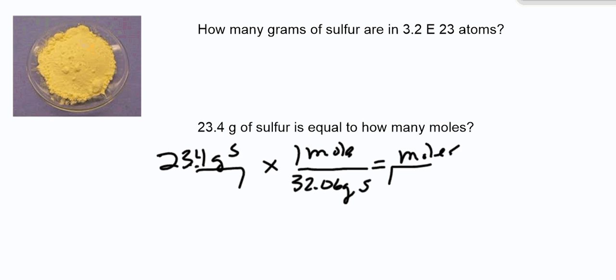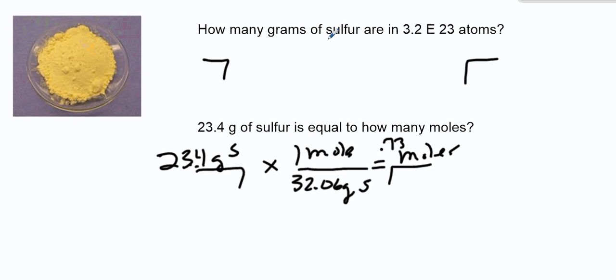Okay, so let's go ahead and write that answer in. So I'm going to make that 0.73 for our answer. So 0.73 moles. Okay, and that's how we do these kinds of questions. Let's look at another one. How many grams of sulfur are in 3.2 times 10 to the 23 atoms? Well, again, we're going to need to draw our bridge, just like we did before.